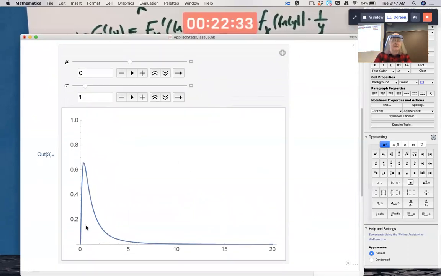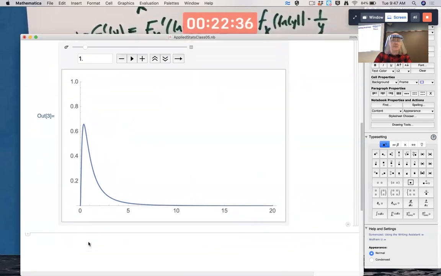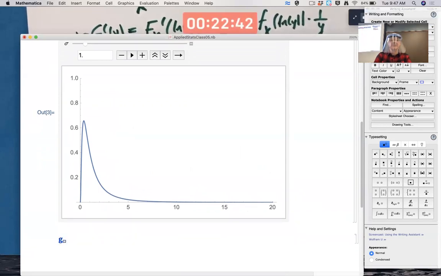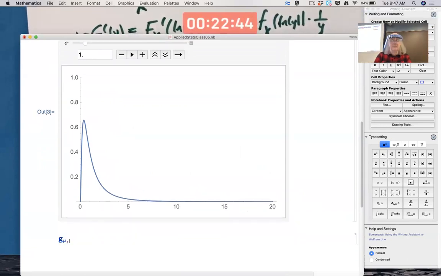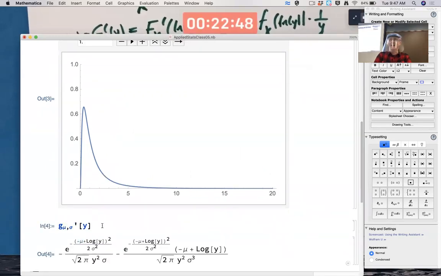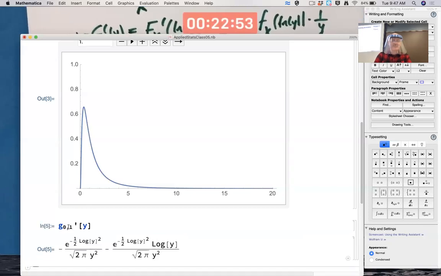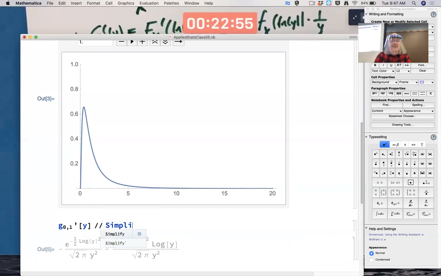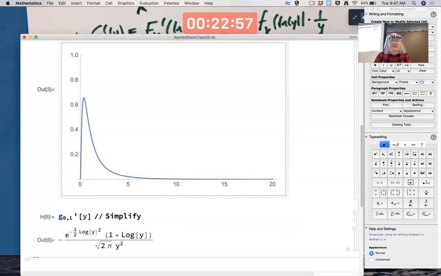And yeah, it's got a peak close to 1. Is it exactly 1? Well, I'd have to use calculus, right? Try to maximize this function. G sub mu comma sigma prime of y. Yikes. Maybe I should try mu is 0 and sigma is 1. Simplify. Okay, that's getting better. When does that equal 0?